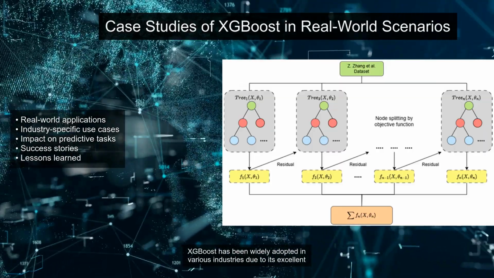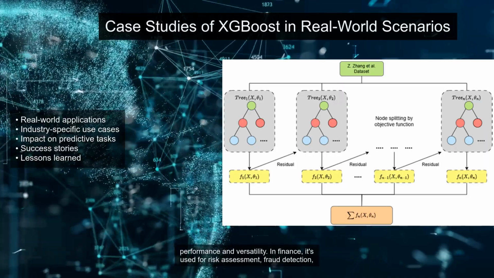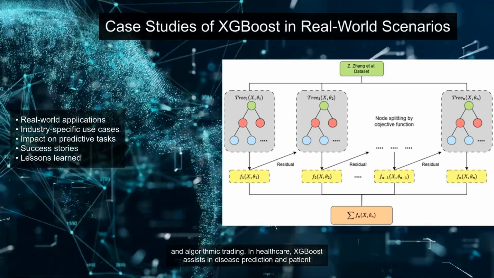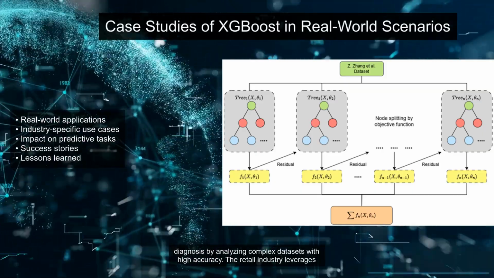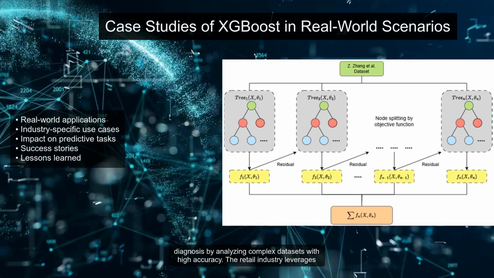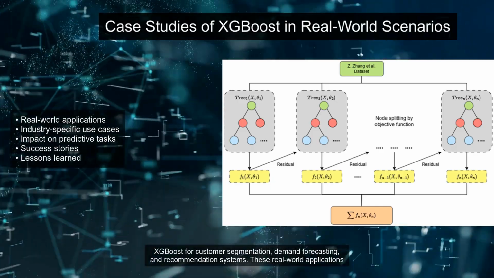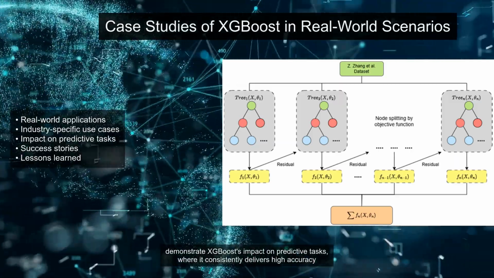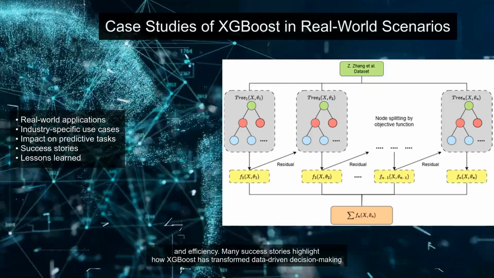XGBoost has been widely adopted in various industries due to its excellent performance and versatility. In finance, it's used for risk assessment, fraud detection, and algorithmic trading. In healthcare, XGBoost assists in disease prediction and patient diagnosis by analyzing complex datasets with high accuracy. The retail industry leverages XGBoost for customer segmentation, demand forecasting, and recommendation systems. These real-world applications demonstrate XGBoost's impact on predictive tasks, where it consistently delivers high accuracy and efficiency.